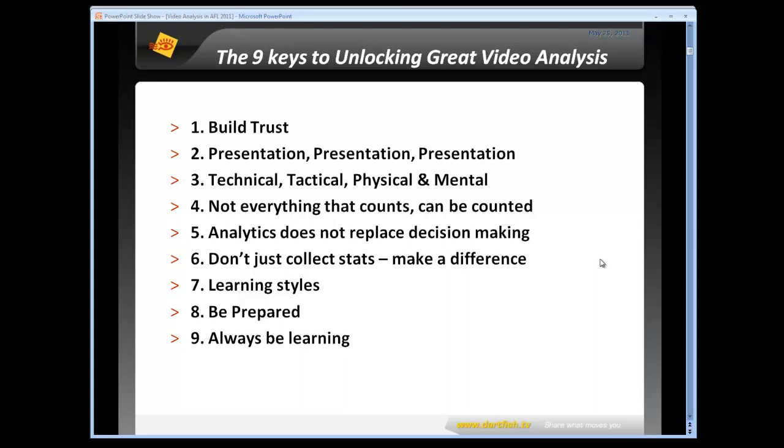Technical, tactical, physical, and mental, I've written as number 3. It's important that, as far as the analysis goes, you need to do all 4 if you can. I'm sure most guys that are doing some kind of analysis have been asked to make motivational movies, for example. There's something we don't think about, but it's part of the mental side of what you might need to do.